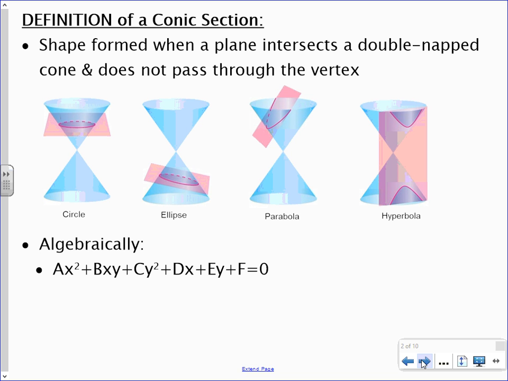What I want you to understand is that a plane is cutting through a double cone, and then algebraically it's going to look something like this. And like I said earlier, depending on which variables are present will determine the type of conic we have. We are not going to see this xy term until the very end of our chapter. Okay.